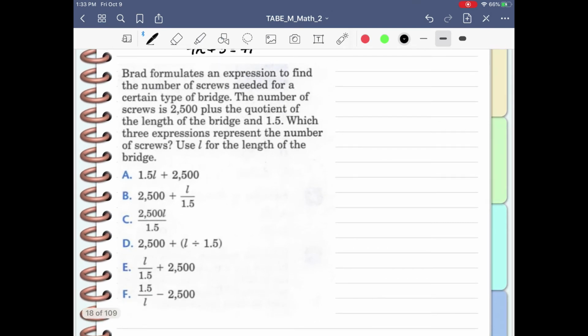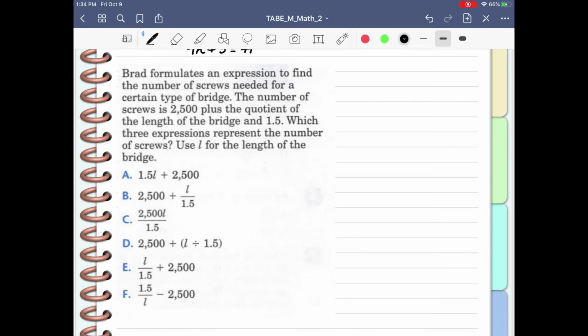Number 10. Brad formulates an expression to find the number of screws needed for a certain type of bridge. The number of screws is 2,500 plus the quotient of the length of the bridge and 1.5. Which 3 expressions represent the number of screws? Use L for the length of the bridge.